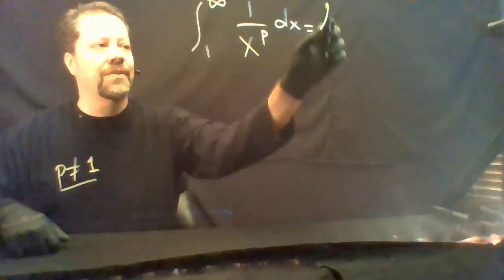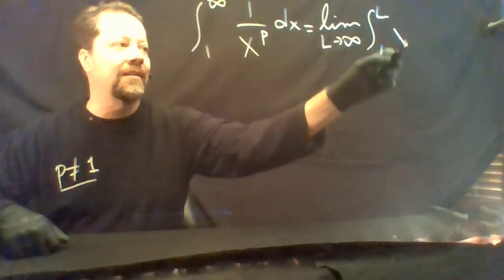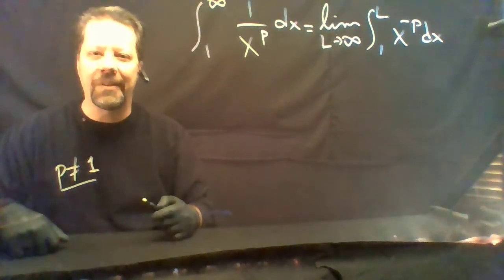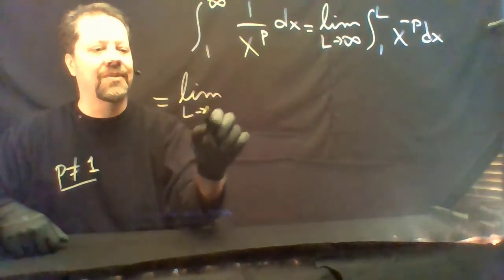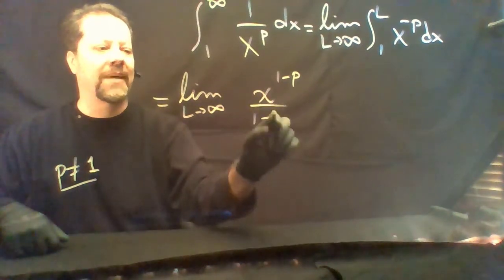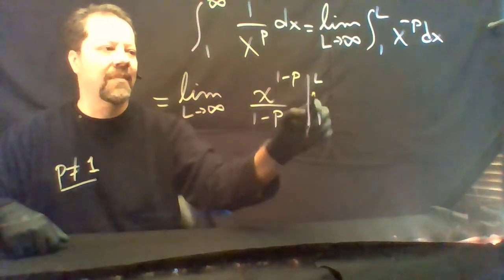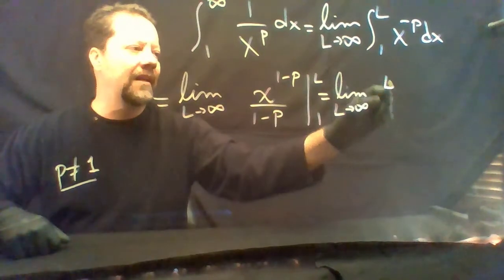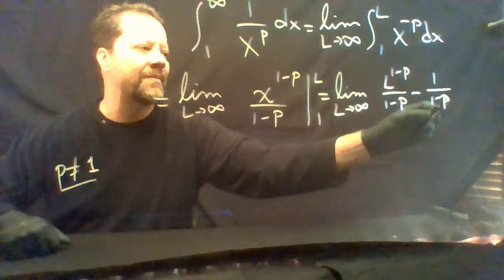You have to, of course, back off and take the limit as L goes to infinity, the integral from 1 to L. We'll write this as x to the minus p. That way, we can apply the fundamental theorem of calculus at this point. We'll get the limit as L goes to infinity, x to the 1 minus p over 1 minus p. We're adding 1 to the exponent and dividing by the new exponent. This gives us the limit as L goes to infinity, L to the 1 minus p over 1 minus p minus 1 over 1 minus p.